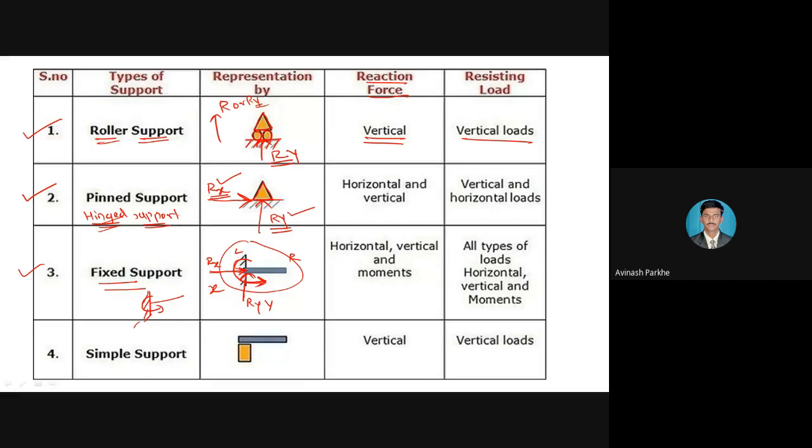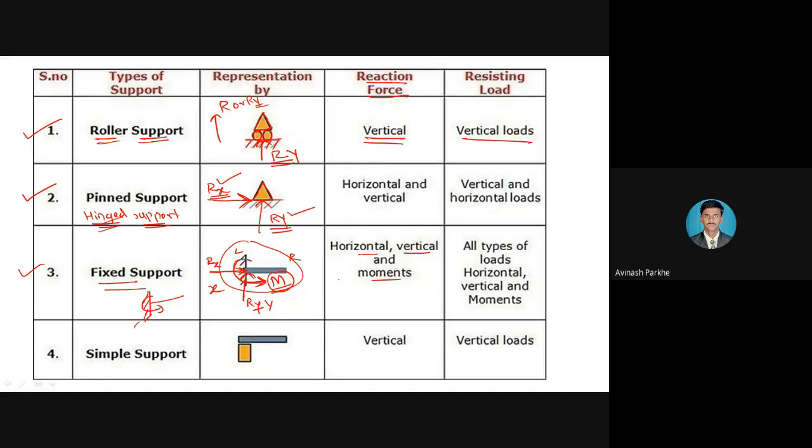Out of that, one is the horizontal reaction, which is indicated by Rx. Another is the vertical reaction, which is indicated by Ry. Also, it is subjected to one moment, or one couple, which is indicated by capital M. म्हणजे Rx पण आहे, Ry पण आहे आणि capital M पण आहे. म्हणजेच it is subjected to the three reactions, that is horizontal, vertical, and the moment.